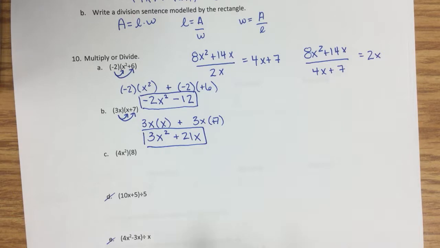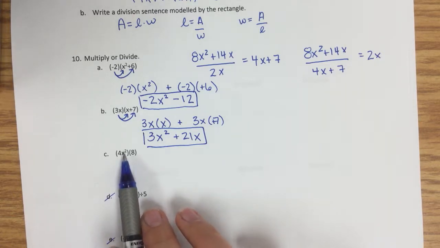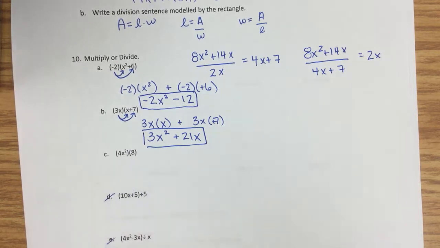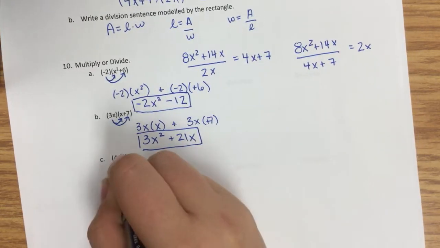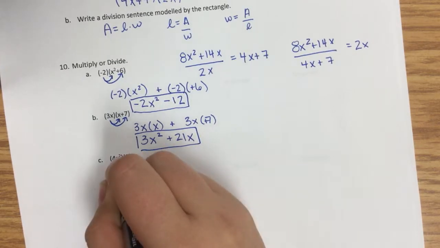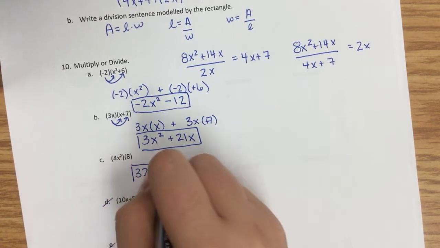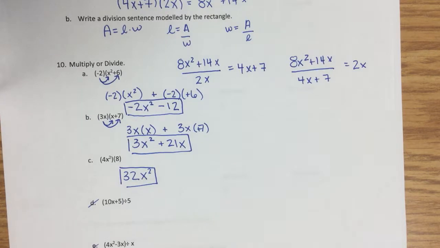If I go down to C, it says 4x squared times 8. It doesn't matter that the x squared is there. It's a monomial times a monomial. The numbers multiply together, and if I had x terms, I would multiply the x terms and increase the exponent, but I don't. So I'm going 4 times 8 is 32 x squared. Picture it as x squared times 1, 32 x squared. So 4x squared times 8 is 32x squared.